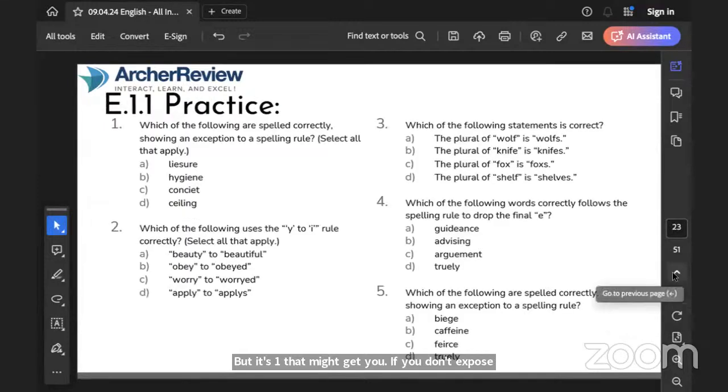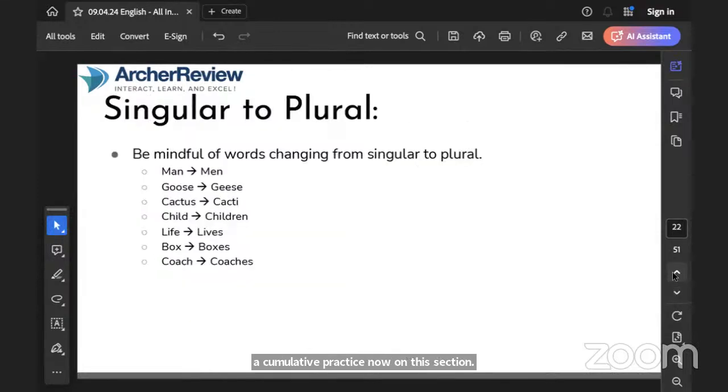All right. So any questions before we do a practice? We're going to do a cumulative practice now on this section. Everybody good so far? So what's the rule for cacti?